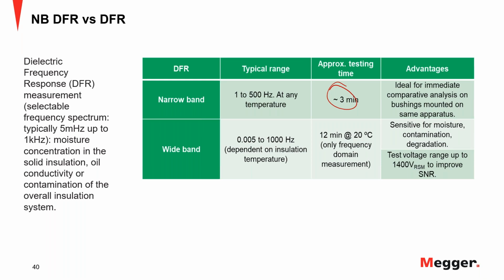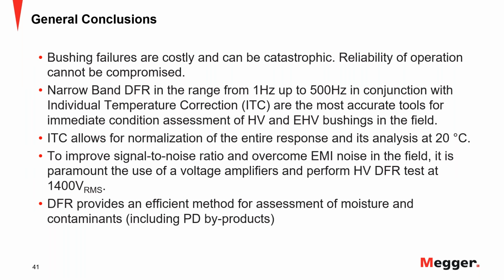The beauty on the equipment is that typically this DFR test is run only at low voltage values, 140 volts. But there is technology, and we have the technology to look at 1400 volts. So you crank up the signal to noise ratio 10 times. This is very, very critical.